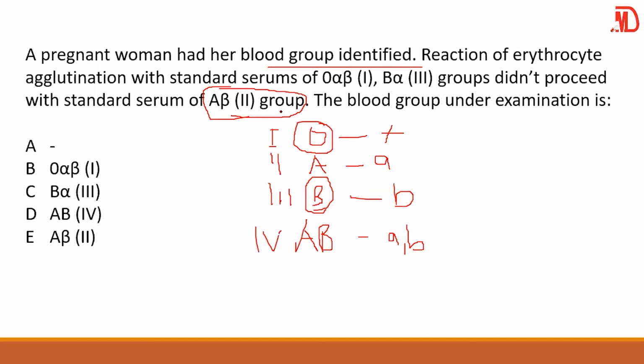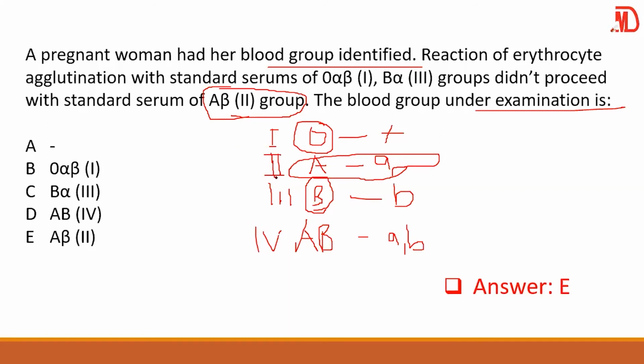Blood group 2. That means that if you give A to B to O, there's agglutination. And again, if you give A to B, there's agglutination. That means that the blood group under observation here is blood group A. Because if you give A to O, there's agglutination. If you give A to B, there will also be agglutination. So over here, we are referring to blood group A, which also means Roman numeral 2.